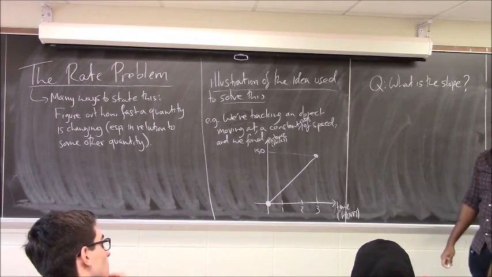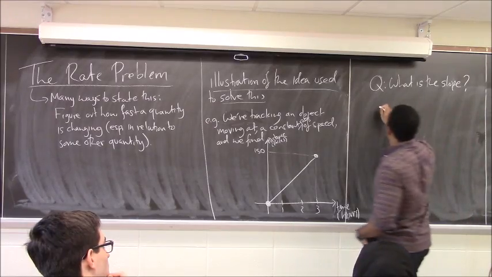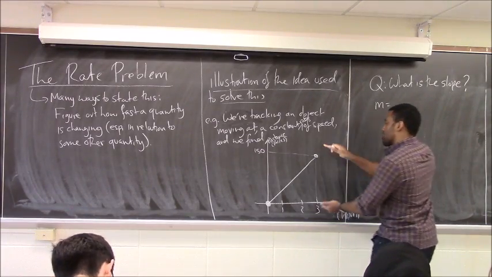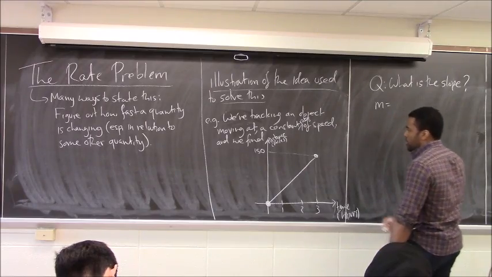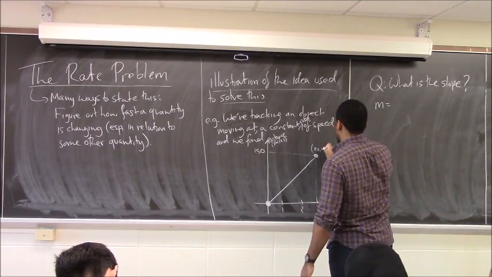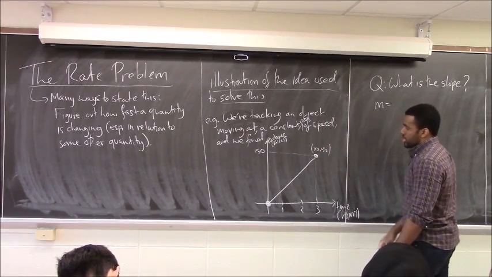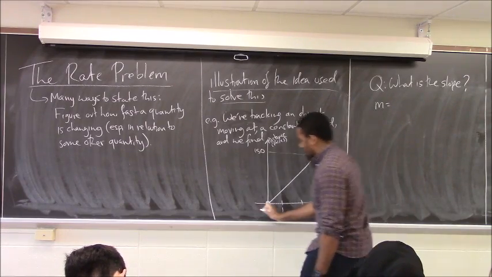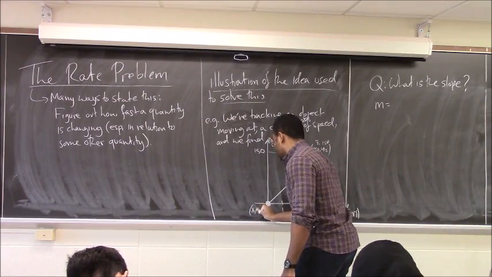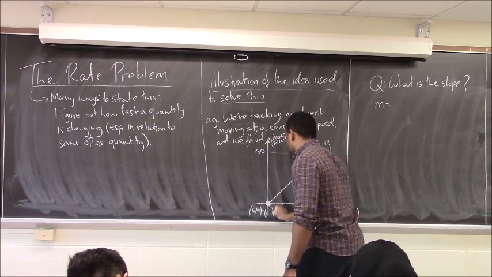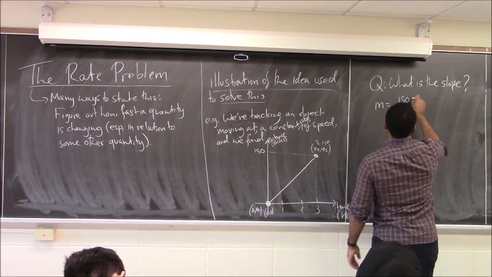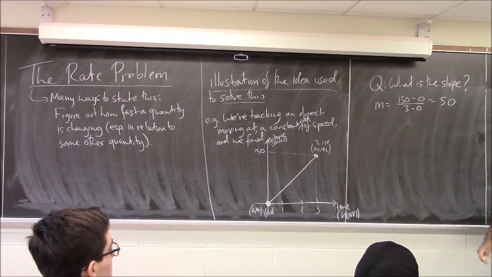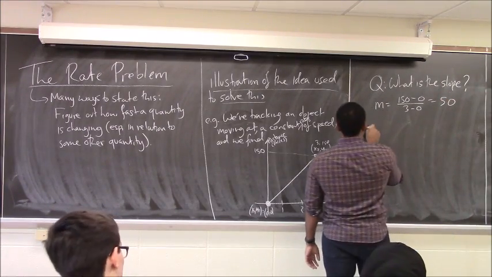Yeah? 150 over 3, which will be the time. Right. So you find the slope. It'll be 150 over 3. You can know that as rise over run. You can also, if you wanted to, call this point x2, y2, which is 3, 150. And you can call this point x1, y1, which is 0, 0. You can do the slope formula, but any way you get it, you'd end up with 50 is the slope. Now here is a follow-up question.